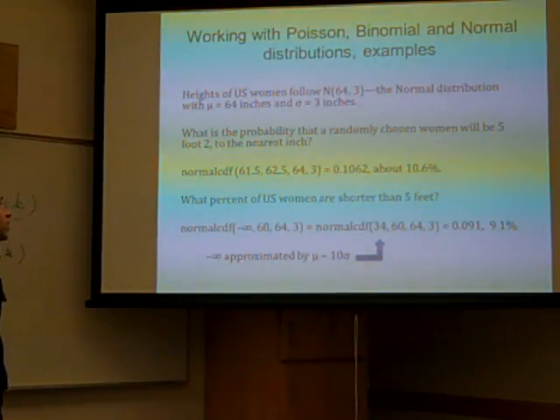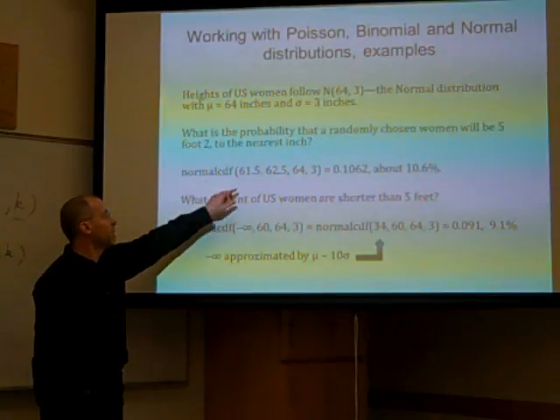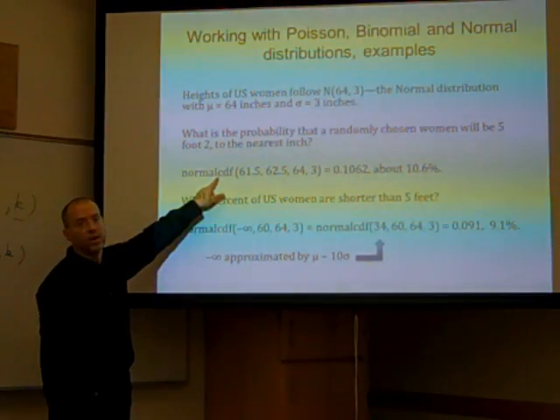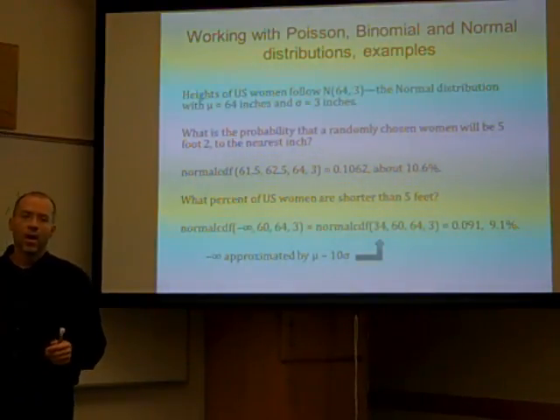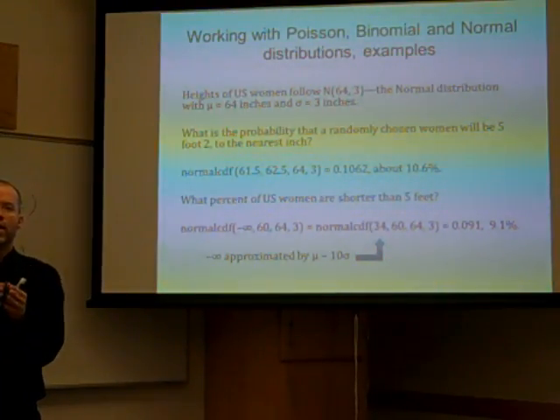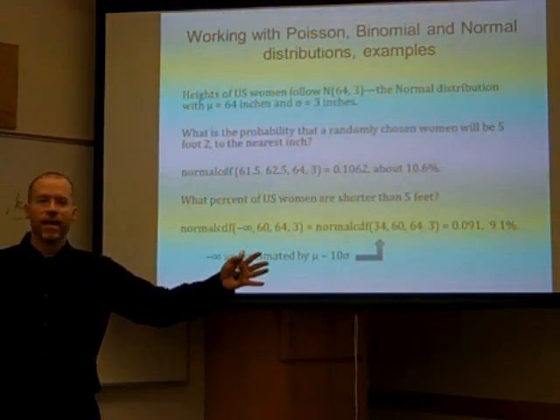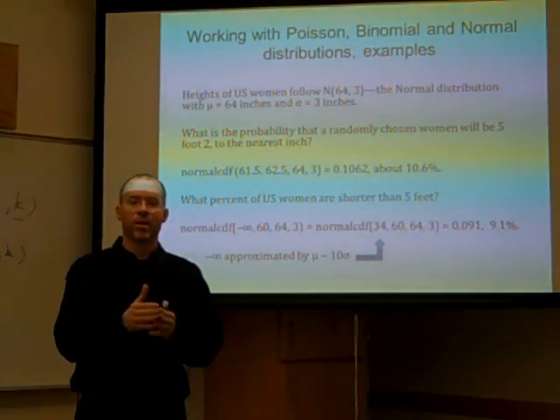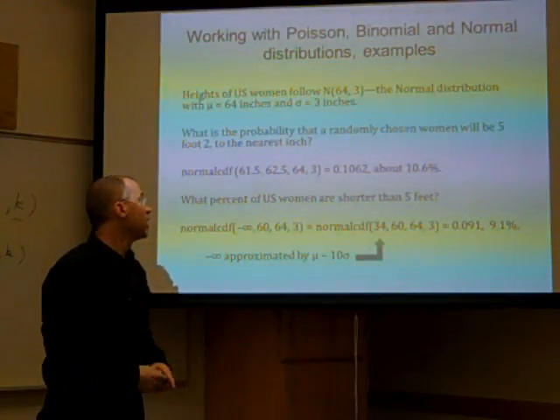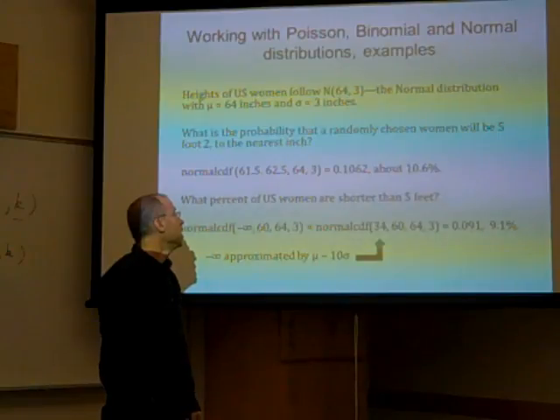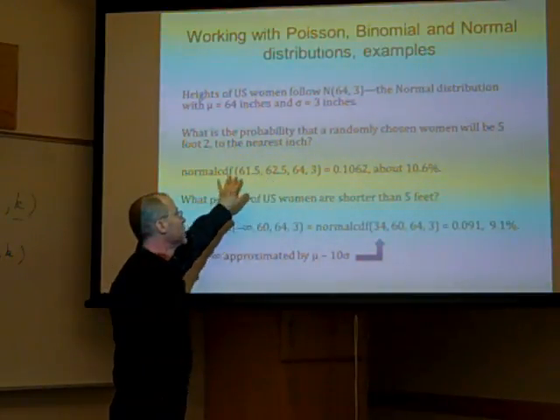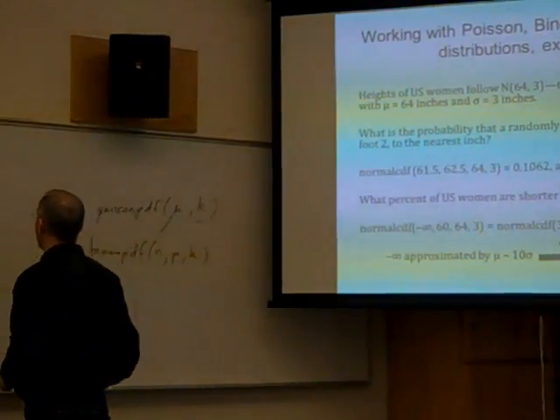So what's the probability that a randomly chosen woman will be 5'2" to the nearest inch? Okay. Here we use normal CDF. It's not probability distribution, it's cumulative distribution function. And you want to choose a CDF anytime you're trying to find the probability of a range of values, not just one specific value, but a whole range. And for these continuous probability distributions, that's always going to be the case. Let me draw a picture of this model.